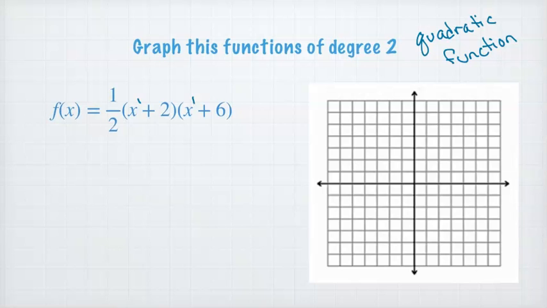This is in factored form, so I can say that one of my zeros is negative 2, and one of my zeros is a negative 6. So I have a 0 right there, and I have a 0 right here. All right, halfway in between your zeros is your axis of symmetry. So remember, we envision that as a vertical dashed line there, halfway in between my zeros. So my axis of symmetry is x equals negative 4.